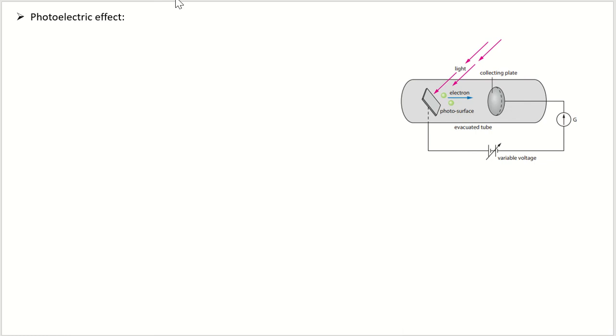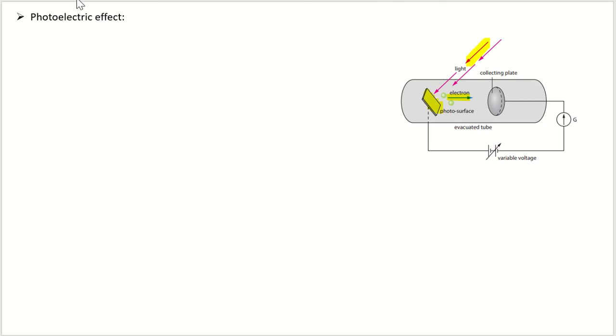Photoelectric effect is when light hits a metallic surface and then an electron is being emitted. So as you can see here, this is light. It's incident on a surface. This surface is called a photosurface, but it's nothing but a metallic plate. And then as a result, an electron is being emitted.